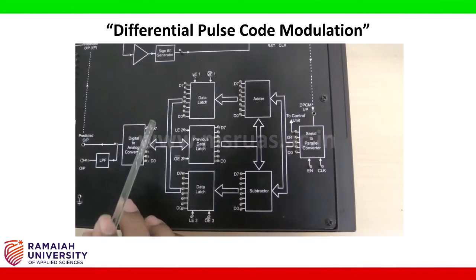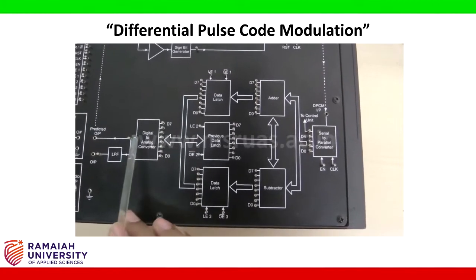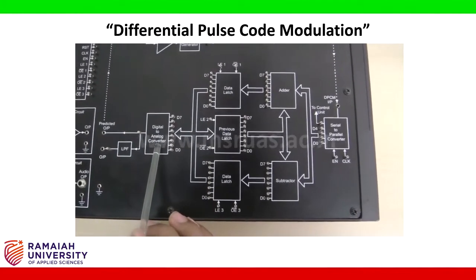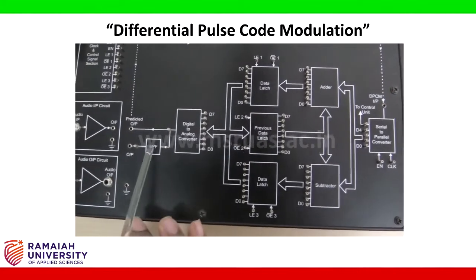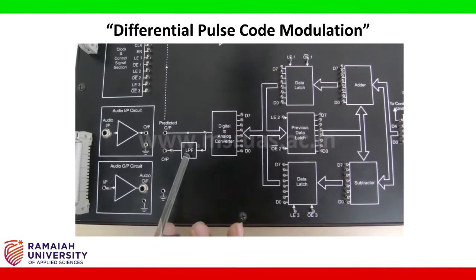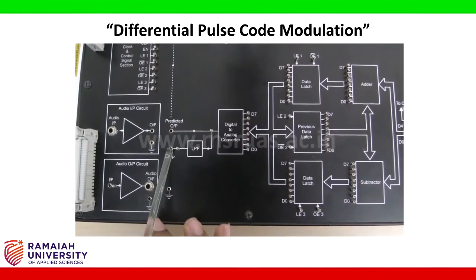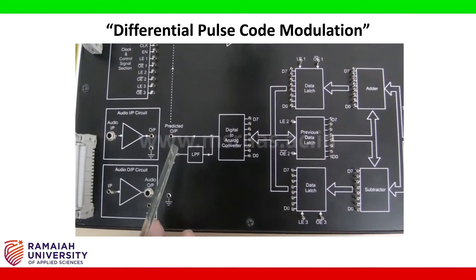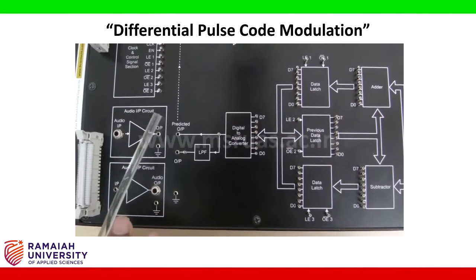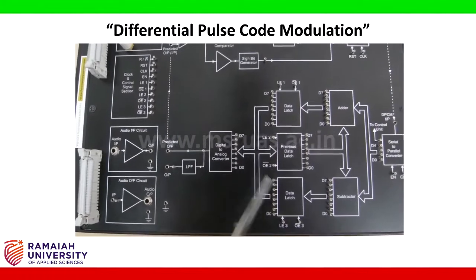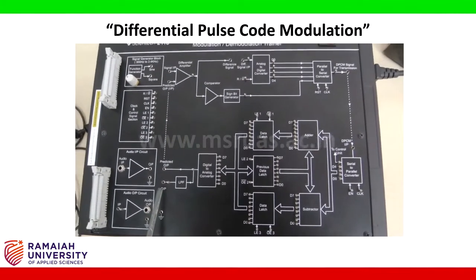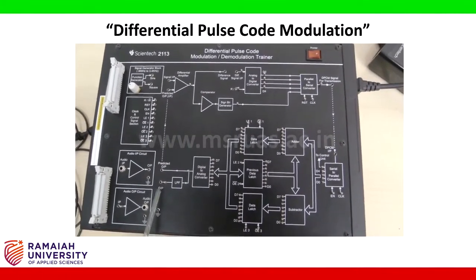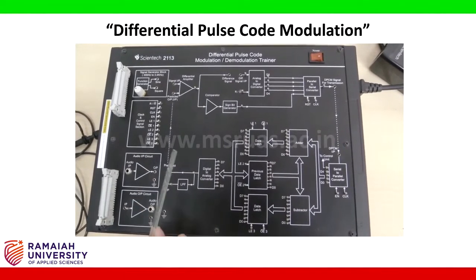Then the output of these goes to the digital to analog converter, and then it is low pass filtered. The output of the low pass filter will be the regenerated signal, meaning differentially pulse code modulated and demodulated. The signal we get back is whatever we transmitted.